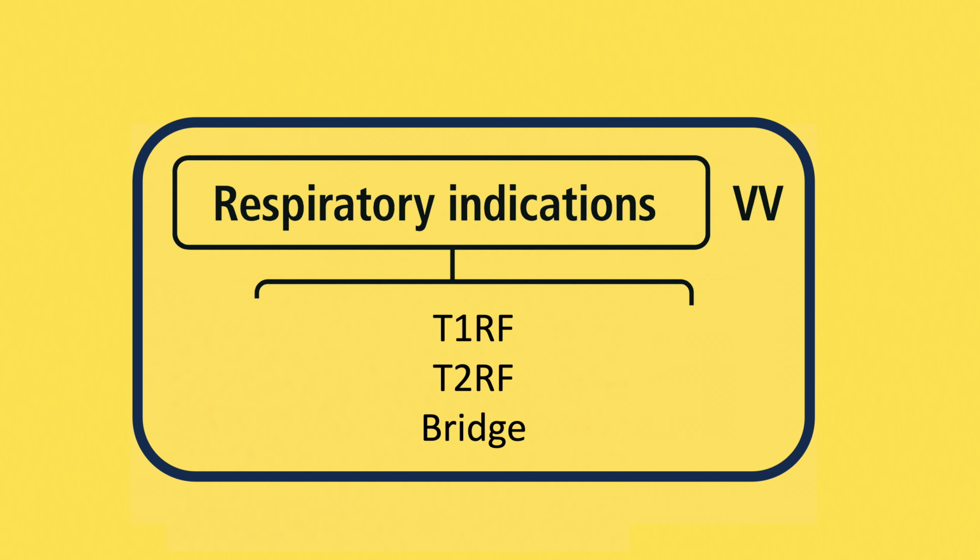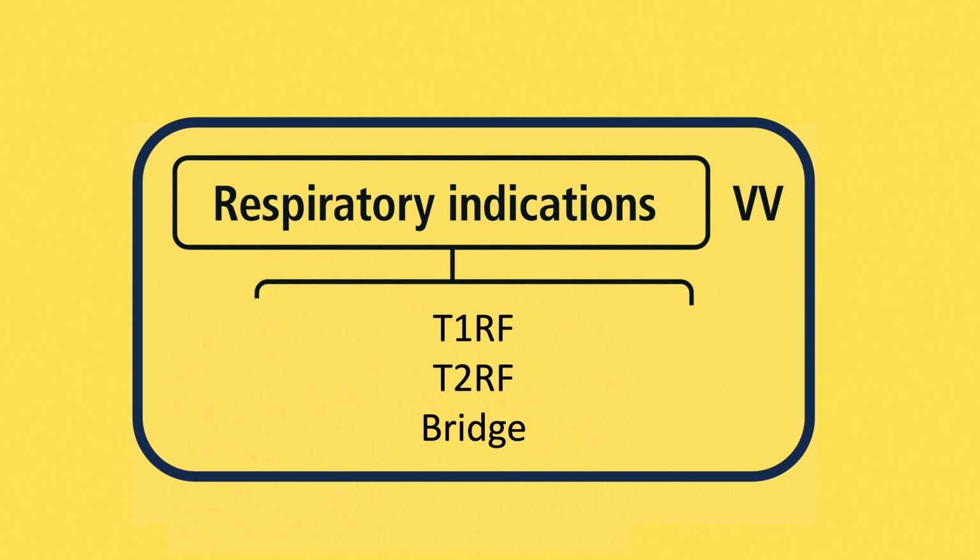As we've stated, VV ECMO can be used for the management of respiratory dysfunction. The Extracorporeal Life Support Organisation has clear indications for its use. These include number 1, hypoxemic respiratory failure with a PaO2/FiO2 ratio of less than 80 mm of mercury, after optimal medical management, including a trial of proning.